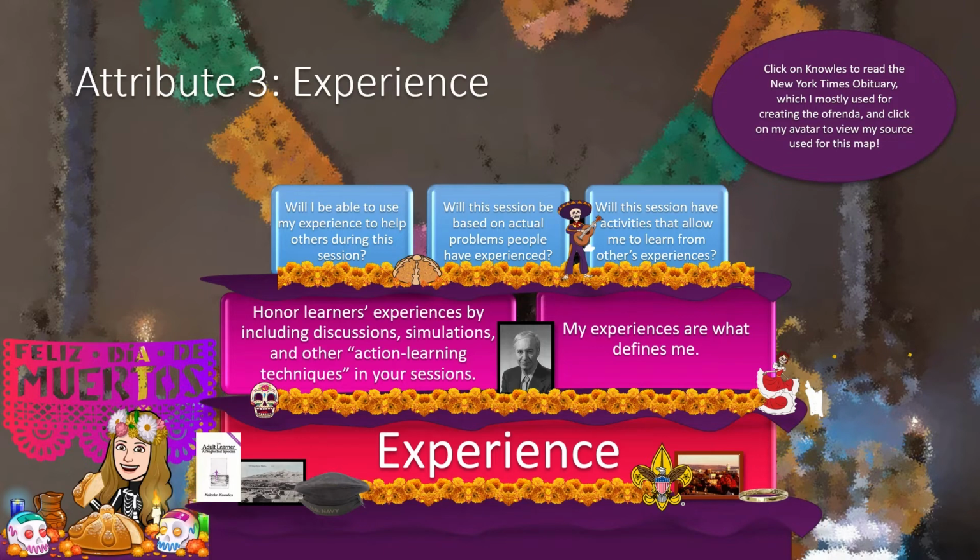The buildup of these experiences is why I chose the hierarchical map here, as well as the ofrenda. An ofrenda is also hierarchical and helps to honor one's experience, specifically the experience of someone who has passed away. I chose the life of Mr. Knowles because I wanted to learn more about him, and so I put some objects related to the places where he was born, where he died, and certain things that he did throughout his life, as well as some paraphernalia that's common to see on ofrendas.